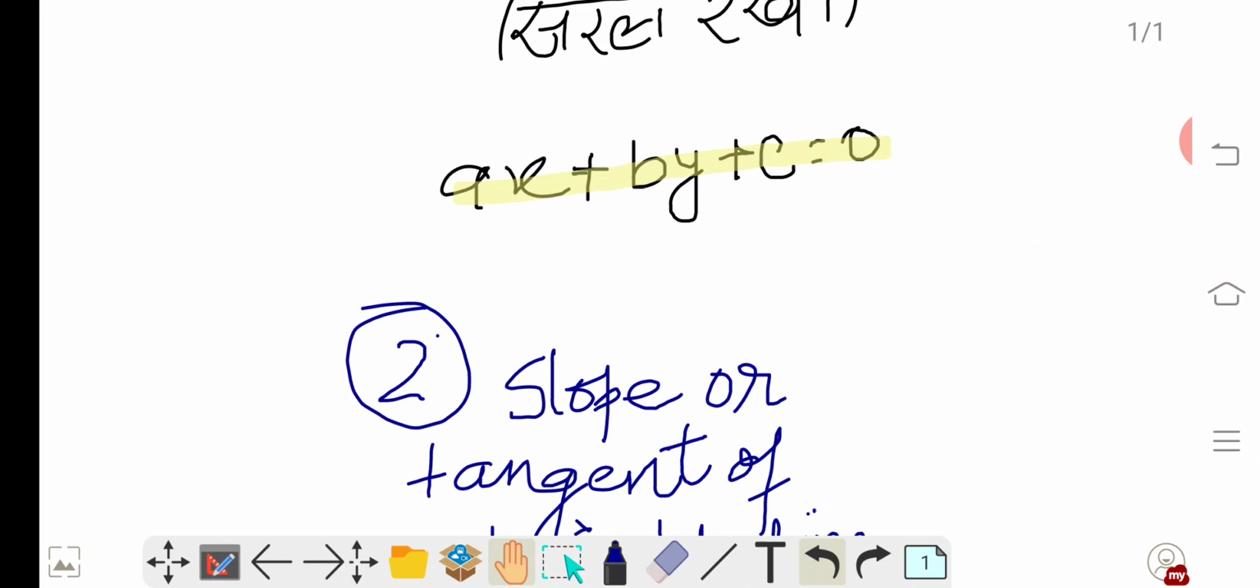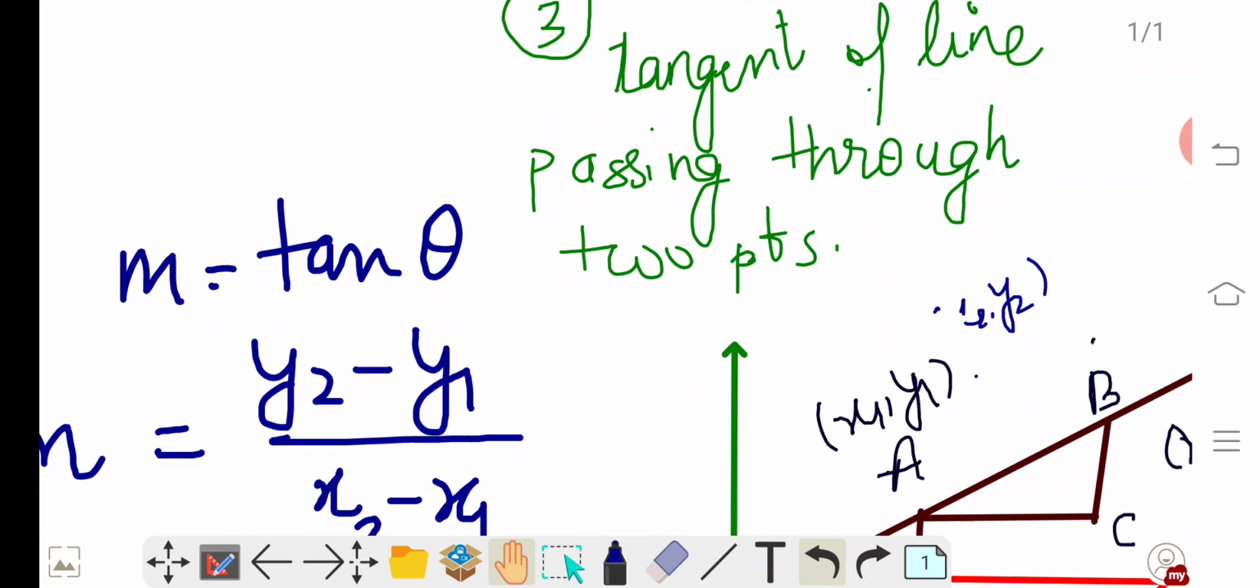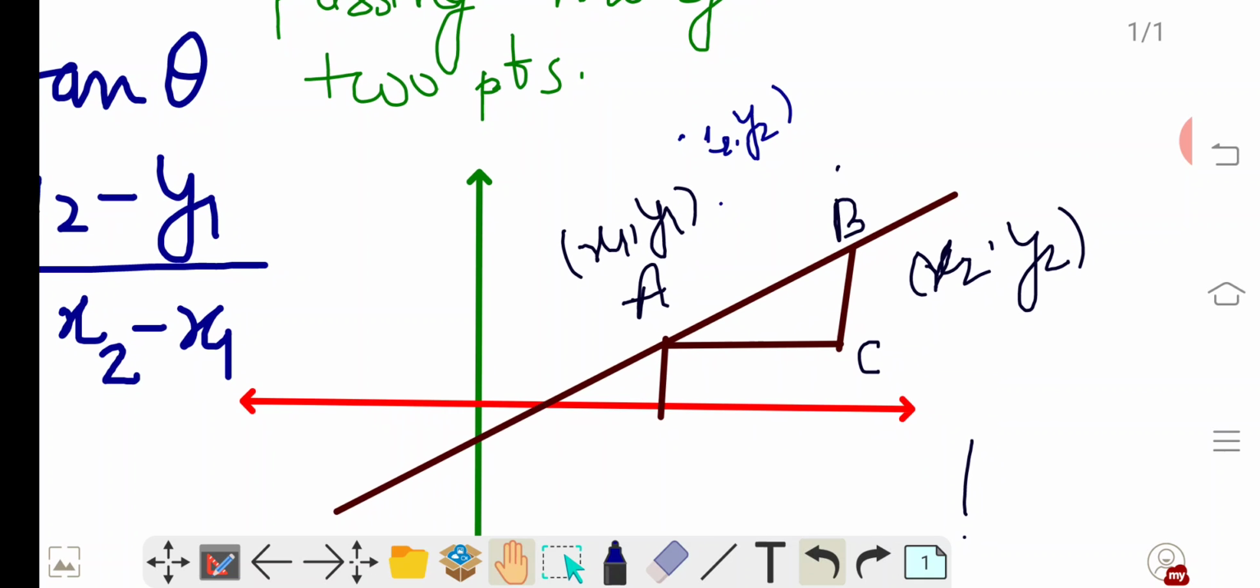So now we know 3 points for the straight line. The equation is ax + by + c = 0. The slope is m = tan theta, and when the line passes through 2 points, the slope is (y2 - y1)/(x2 - x1), where the points are (x1, y1) and (x2, y2).